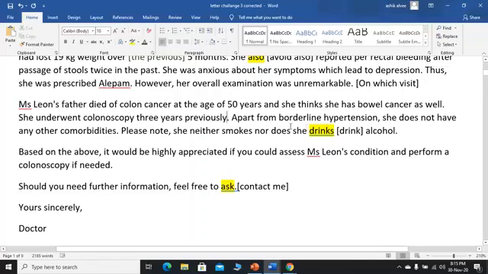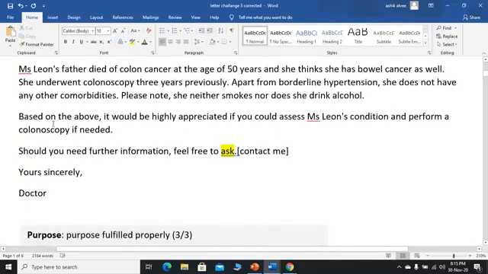Okay. Apart from borderline hypertension, she does not have any other comorbidities. Very good. Please note, she neither smokes nor does she drinks. Nor does she drinks. This is wrong. The subject verb agreement is not present here. It should be nor does she drink. These are very common mistakes, and this can reduce your marks. So you have to be mindful about those when you're writing the letter.